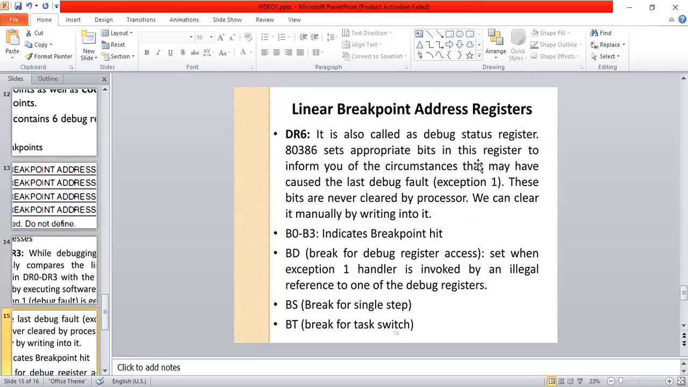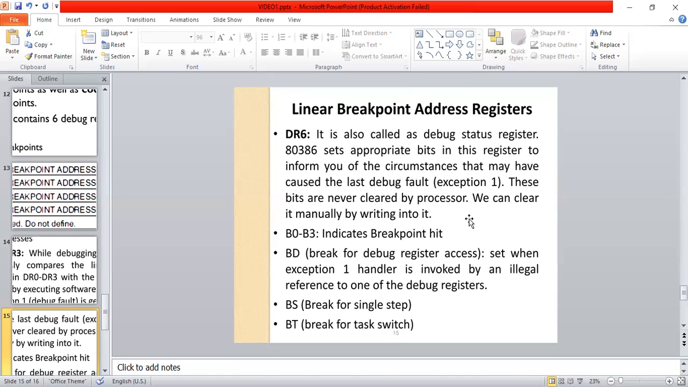DR6, the debug status register. The 80386 sets appropriate bits in this register to inform you of the circumstances that may have caused the last debug fault. These bits are never cleared by the processor. We have to clear them manually by writing into the register.